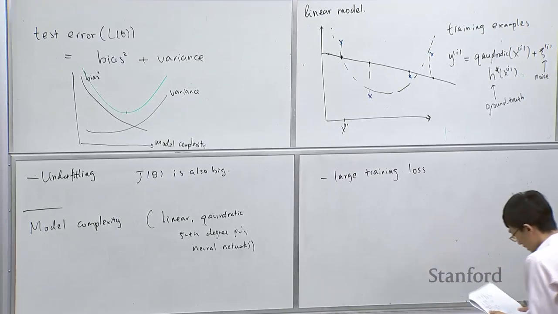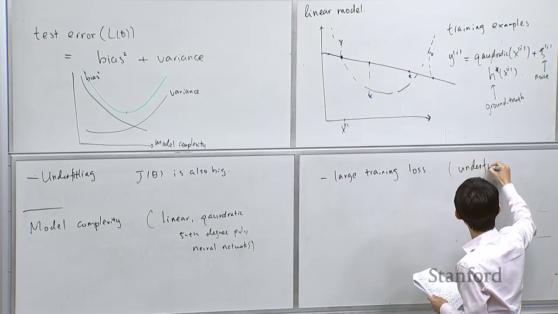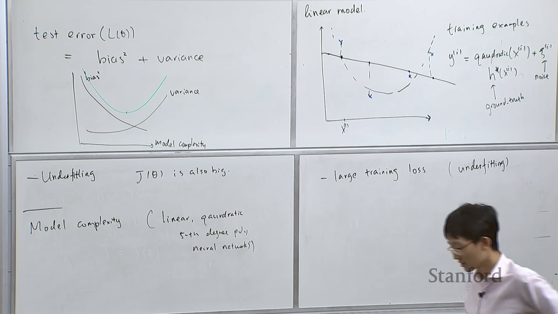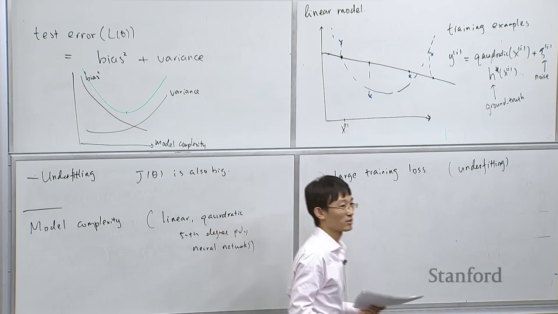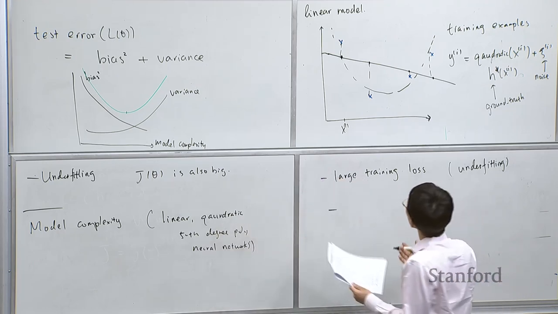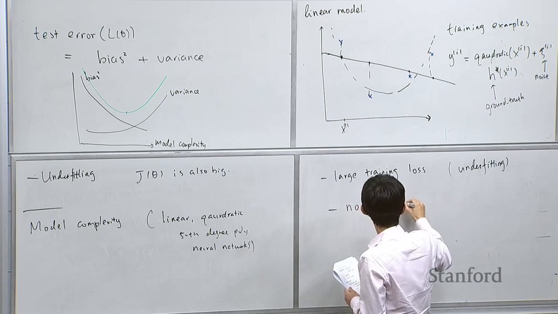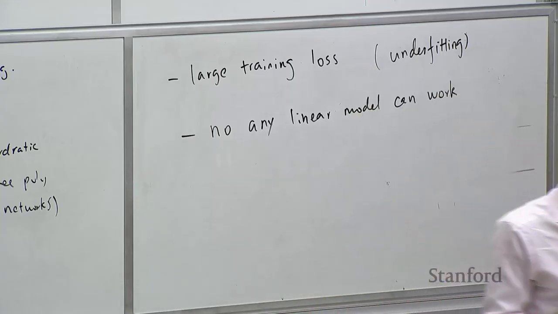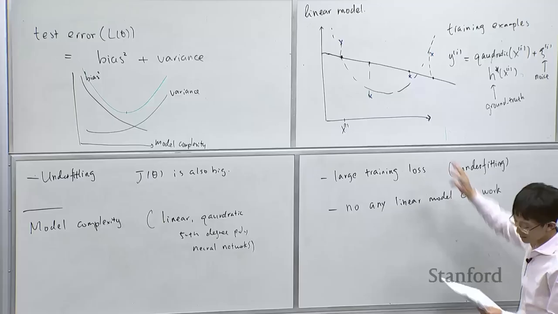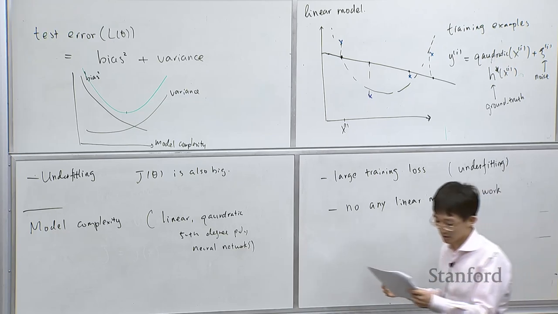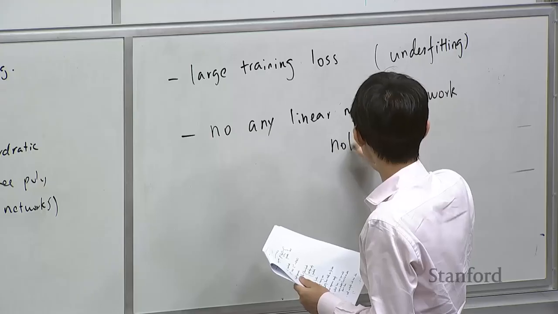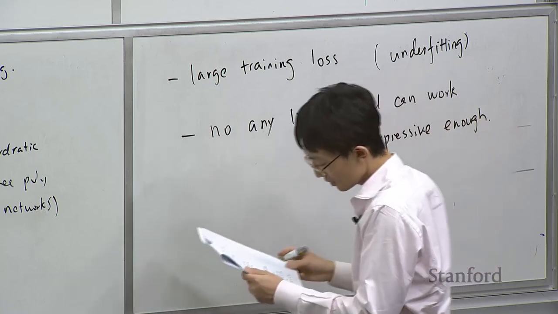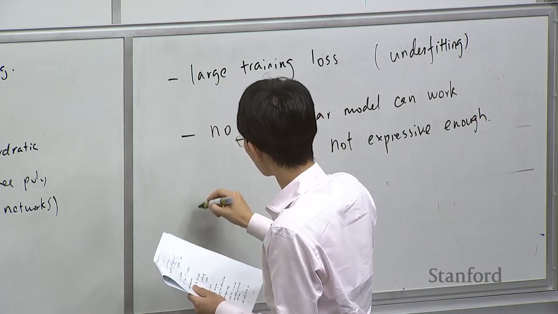And now let's think about what you should blame. Why is the training loss big? What's the culprit? I would argue it's just because no linear model can fit your data. It's not because you don't have enough data; even if you had more data, a linear model wouldn't work as well. This is just because the linear model is not expressive enough. And this is called bias.